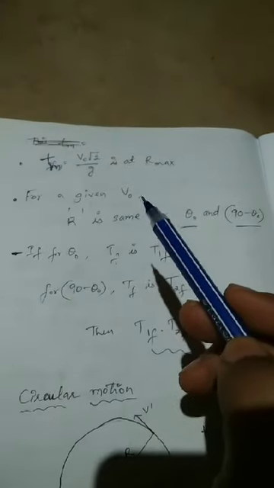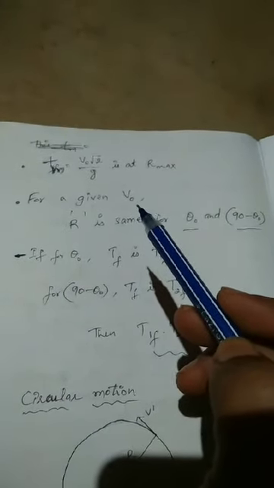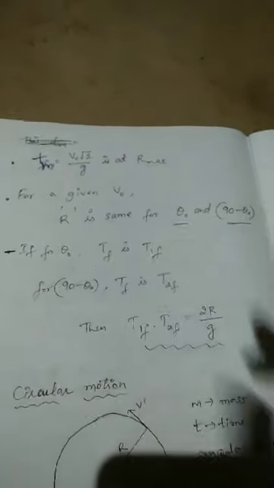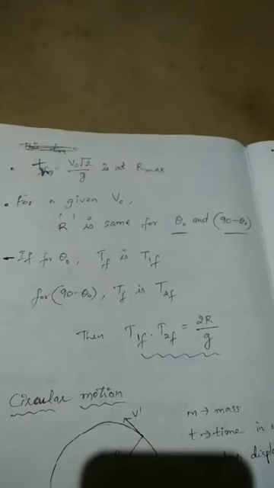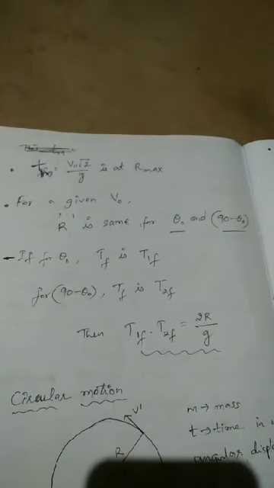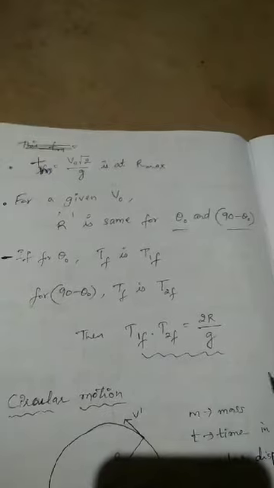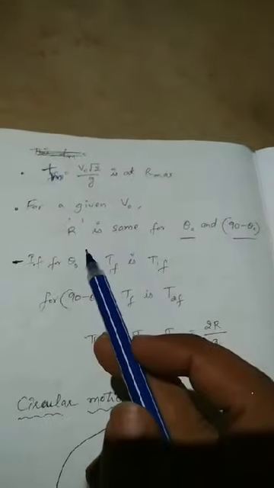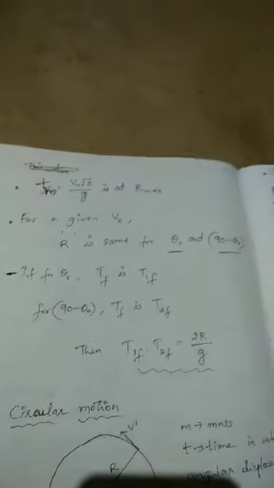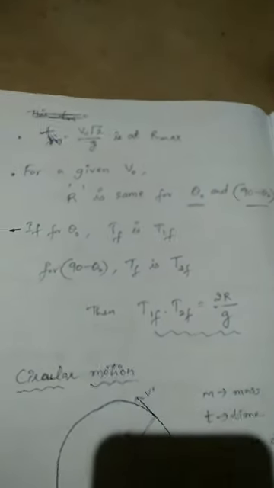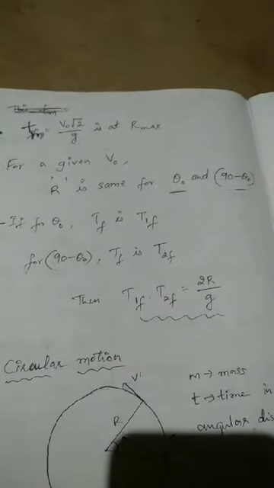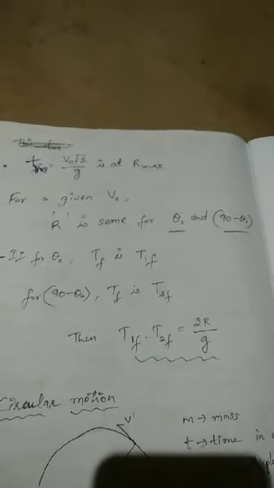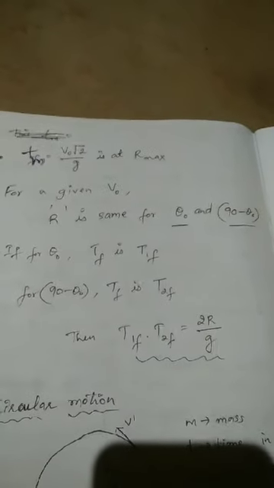For a given V naught, for a particular value of V naught, just imagine you are throwing it two times into space. It is projected two times. My condition is V naught is the same both times. R is also the same. But the angle of projection, theta naught, is not the same, of course. It is different.